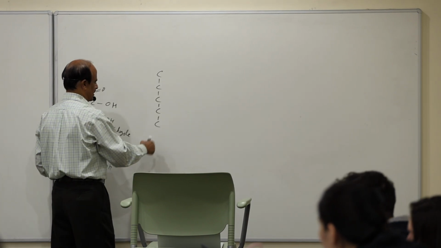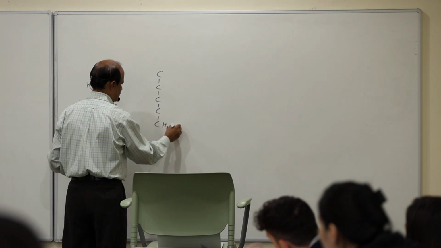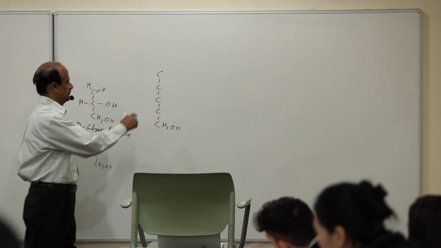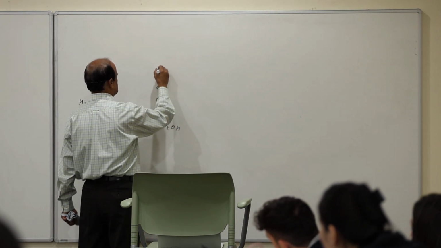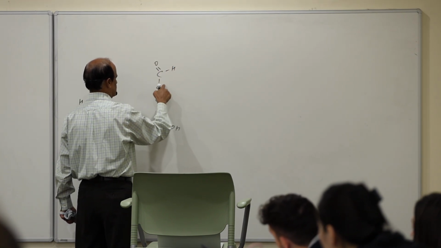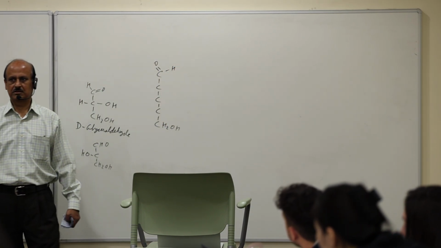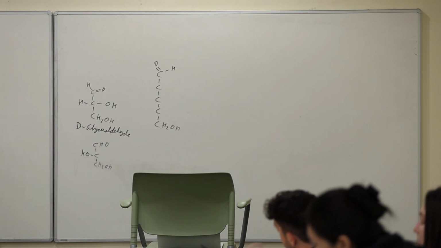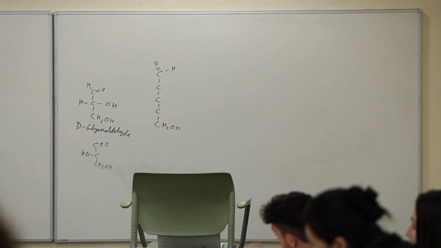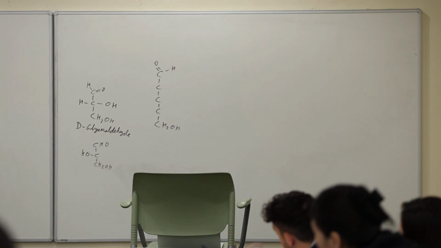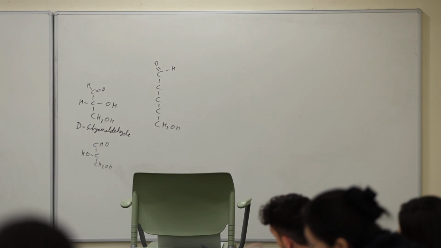So if there are 5 carbons, then this last one is not chiral. The first one is not chiral. So these are the 3 chiral centers. That means there will be 2 to the power 3, or 8 stereoisomers, of which 4 will be D. And that doesn't mean all 4 of them are present equally.